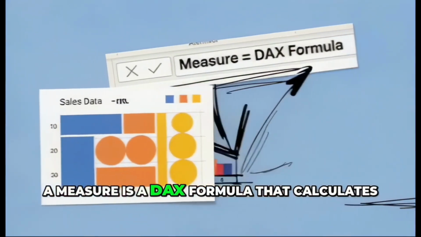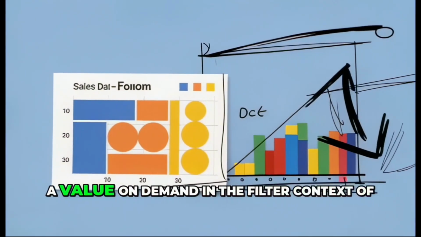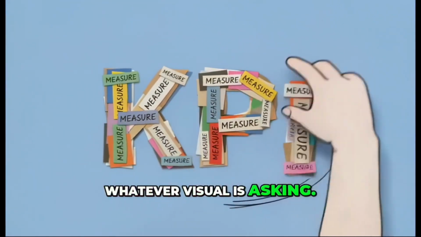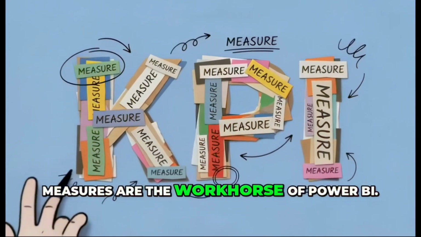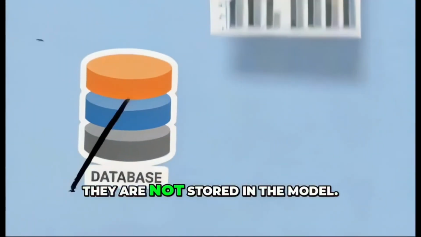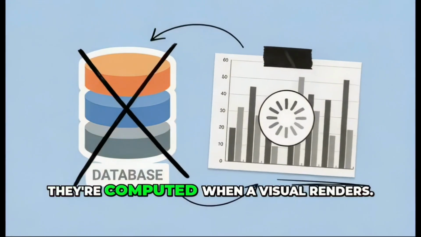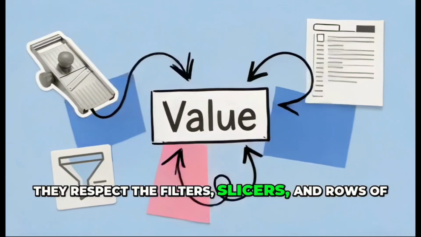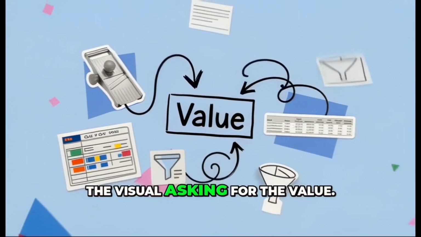A measure is a DAX formula that calculates a value on demand in the filter context of whatever visual is asking. Measures are the workhorse of Power BI. Most of your KPIs will be measures. They are not stored in the model. They're computed when a visual renders. They respect the filters, slicers, and rows of the visual asking for the value.